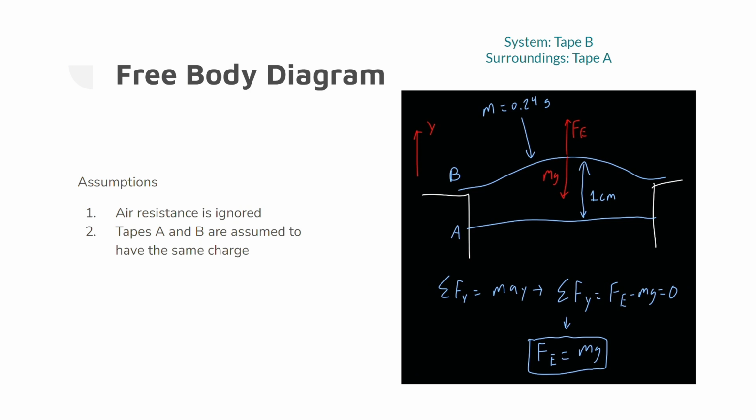So now we are making some assumptions. Air resistance is ignored. This is pretty reasonable because we're inside and there's not really any wind. We're in a very controlled environment. And then tape A and B are assumed to have the same charge. This is also pretty reasonable because they were made using the same process. So we're just making that assumption to simplify calculations.